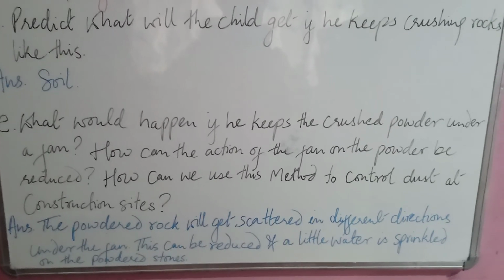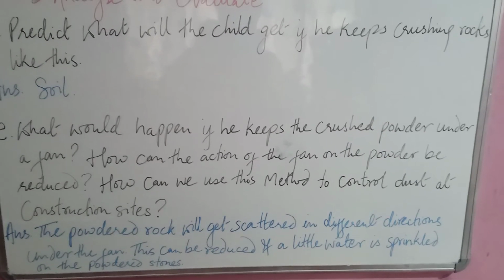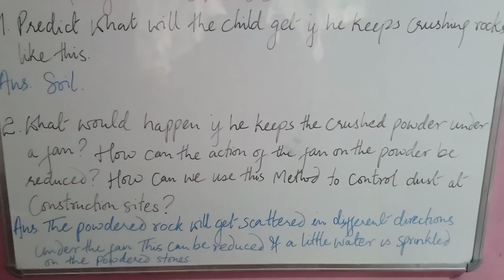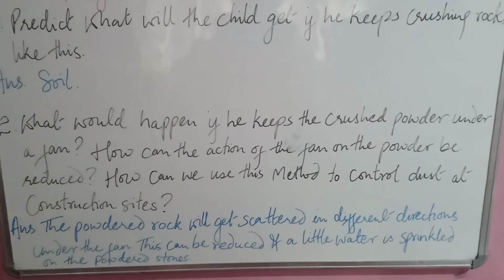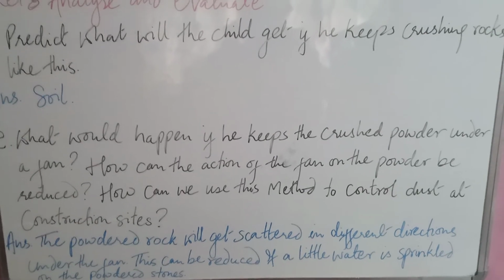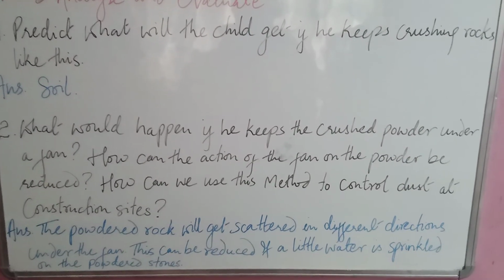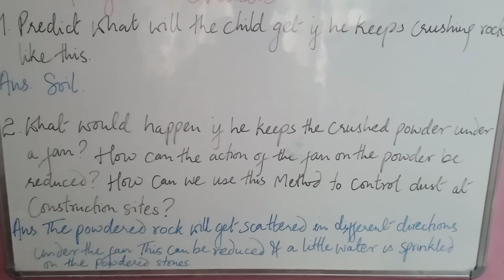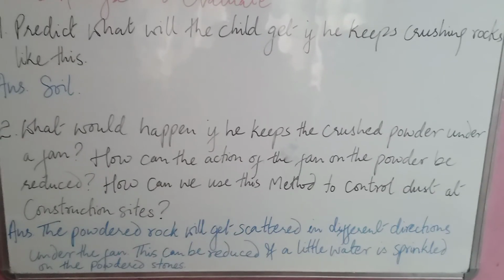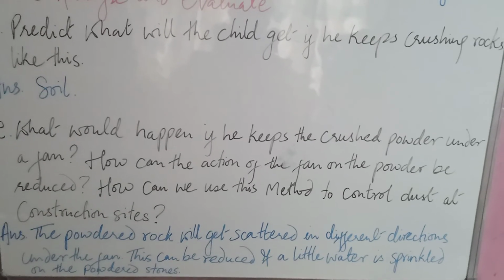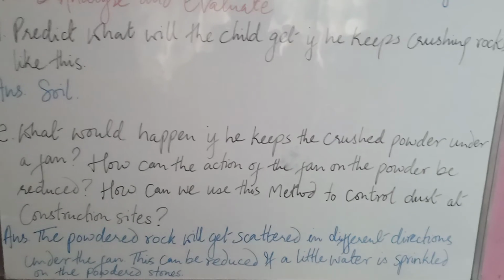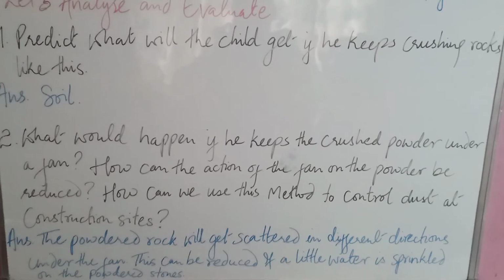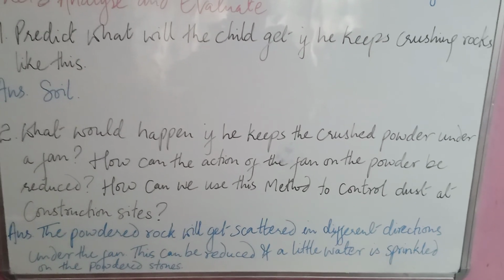So when the fan is moving, the powdered rock can get scattered in different directions, and this can be reduced if a little water is sprinkled on the powdered stone. So if we sprinkle water on the powdered stone, the action can be reduced, and the dust can be controlled at the construction site.